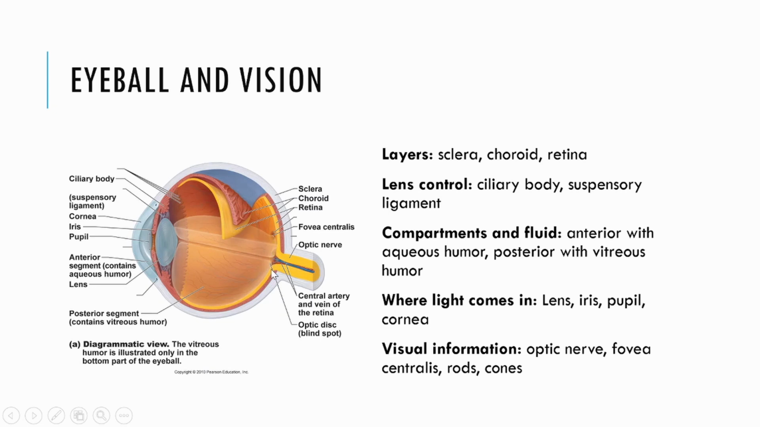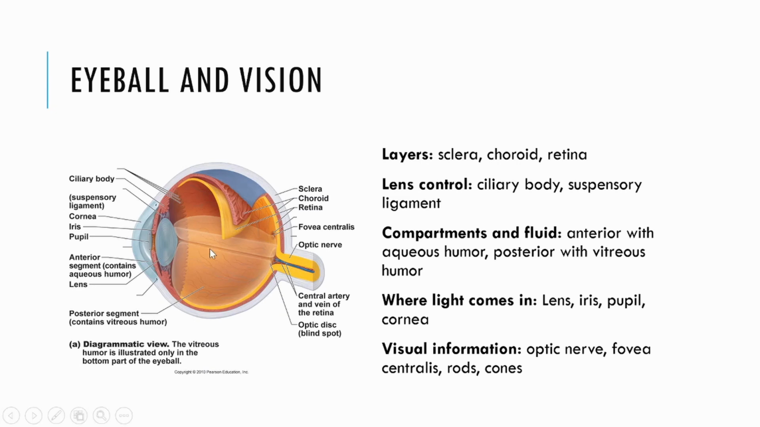When it comes to bringing in that visual information and sending it to the brain, we have the optic nerve, fovea centralis, and rods and cones embedded in the retina. The optic nerve here will connect to the brain so that we can pass visual information on. The fovea centralis is this portion here where we have a densely packed area of cones, of photoreceptors. The photoreceptors, the rods and cones, will detect light, rods detecting the level of light, and cones helping detect color.